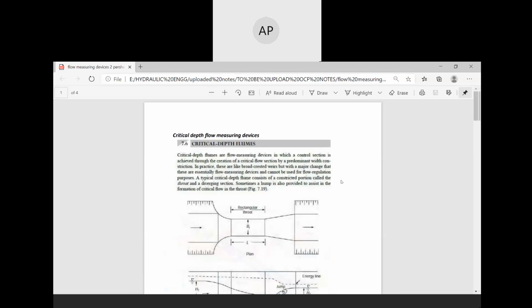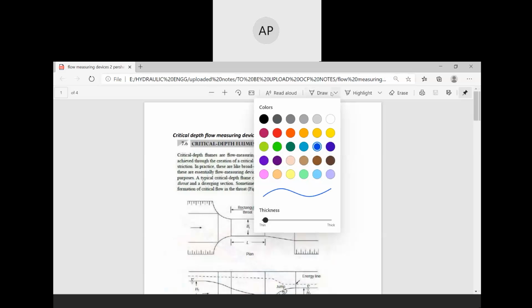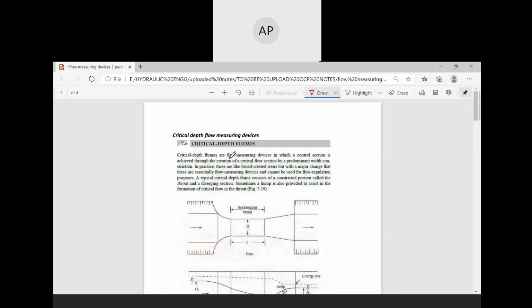Critical depth flumes are flow measuring devices in which a control section is achieved through the creation of a critical flow section by a predominant width constriction. In practice, these are like broad crested weirs, but with a major change: these are essentially flow measuring devices and cannot be used for flow regulation purposes. A typical critical depth flume consists of a constricted portion called a throat and a diverging section. Sometimes a hump is also provided to assist in the formation of critical flow in the throat.